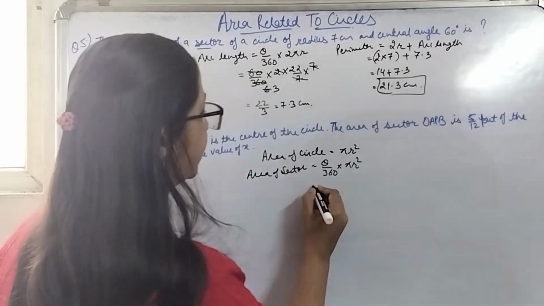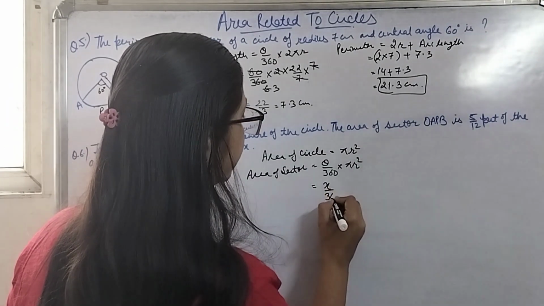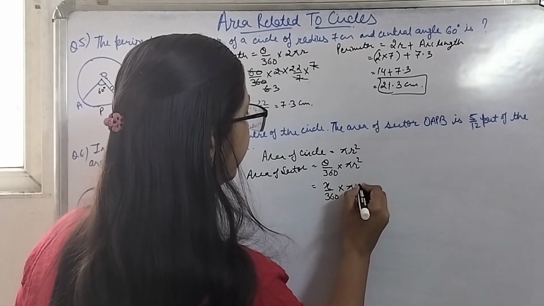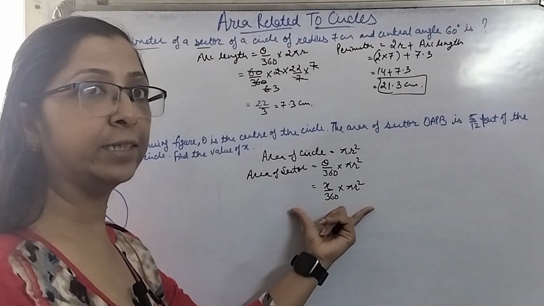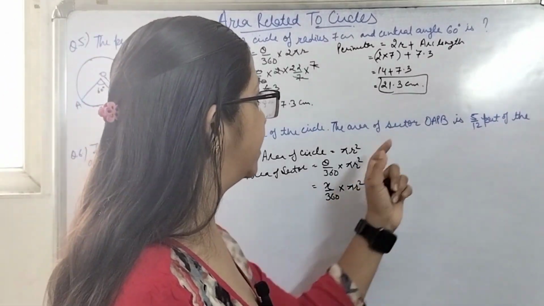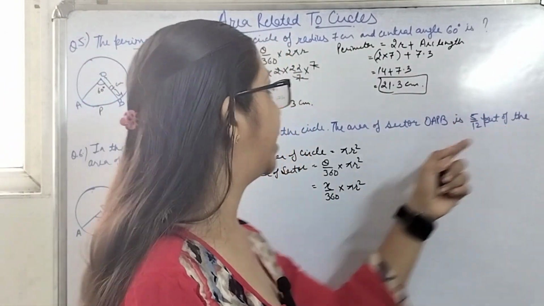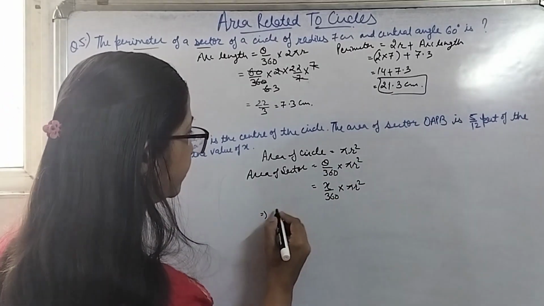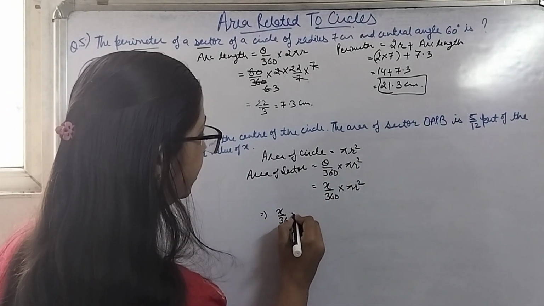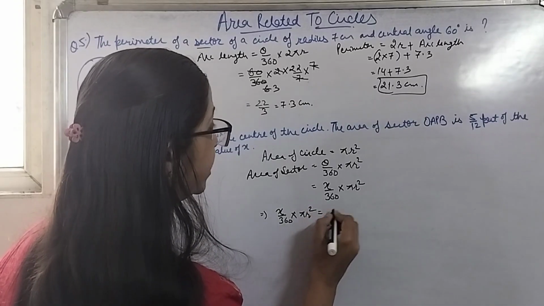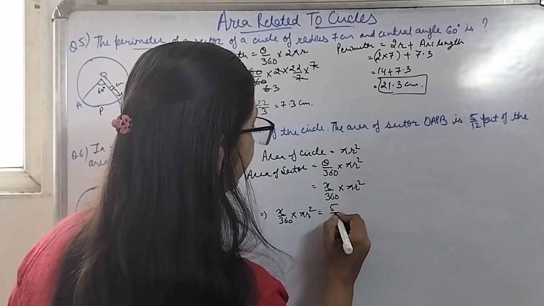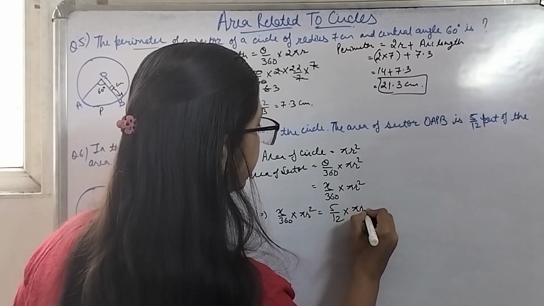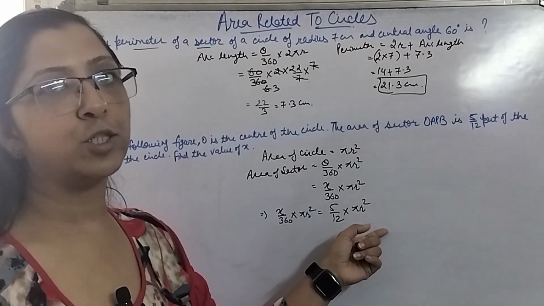So if we replace, it will become x over 360 multiplied by pi r square. This is the area of the sector. Now this area of the sector is equivalent to 5 upon 12 part of the area of the circle. That means x upon 360 multiplied by pi r square is 5 upon 12 part of the area of the circle, that is pi r square.